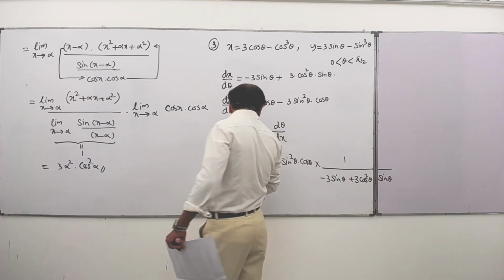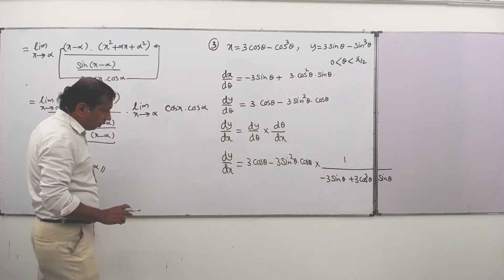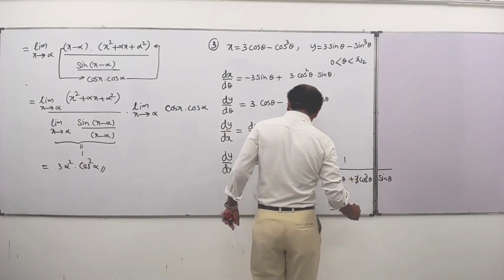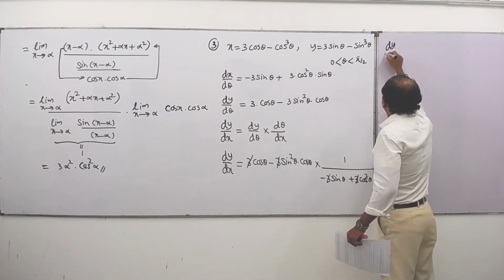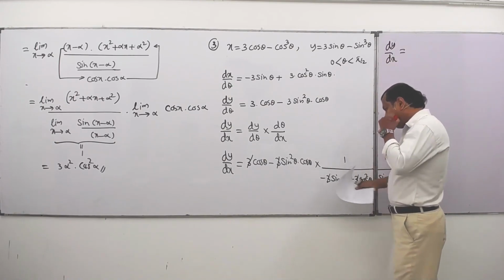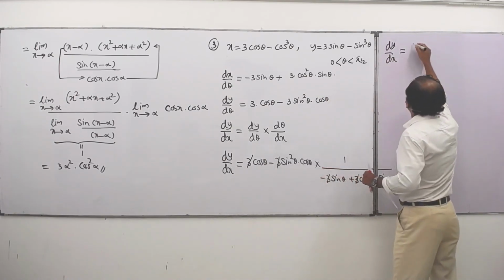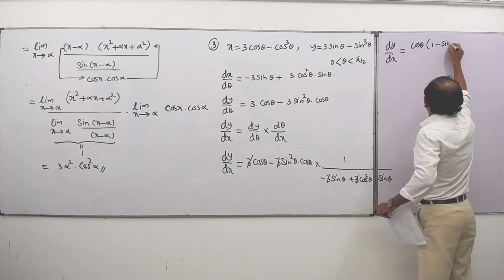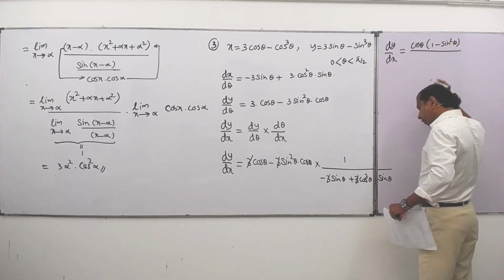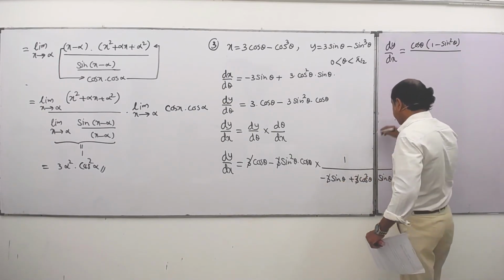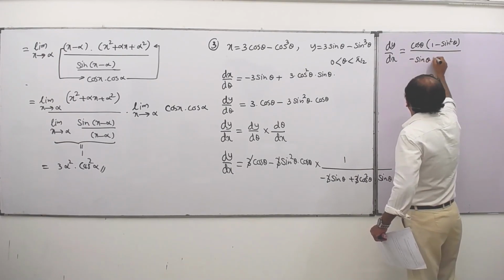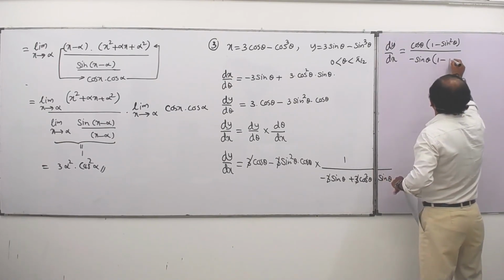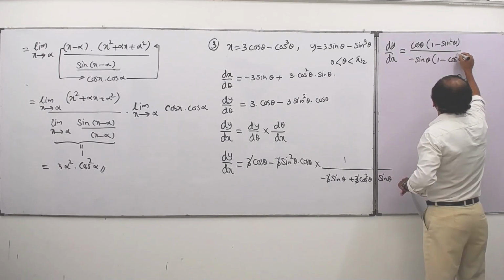Right. Then you can take this 3 and cancel it down with this 3. Then we have dy by dx. Here from this numerator, take cos theta out. Then we get 1 minus sin square theta. And in the denominator, you can take minus sin theta out. Minus sin theta, then here 1, this is now minus cos square theta.